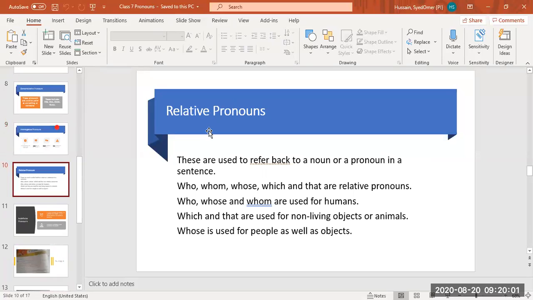Then the relative pronouns, which refer back to a noun or a pronoun in a sentence: who, whom, whose, which, and that. These are all relative pronouns. Who, whose, and whom are used for persons. Which and that are used for non-living objects or animals. Whose is used for people as well as objects. Okay.